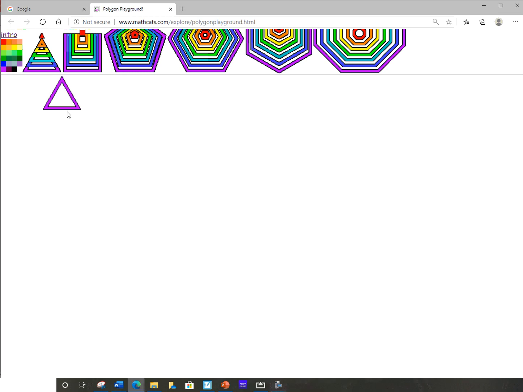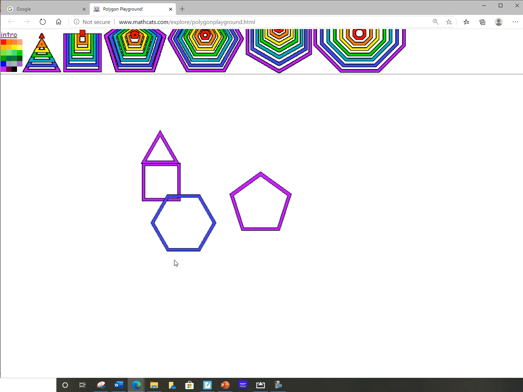So you could, for example, take one of these, take one of these, take one of these. I don't like that, so I'm going to put that to one side. Take one of these. Take one of these. Take another one of these. And you see how I'm making a shape, probably a robot.